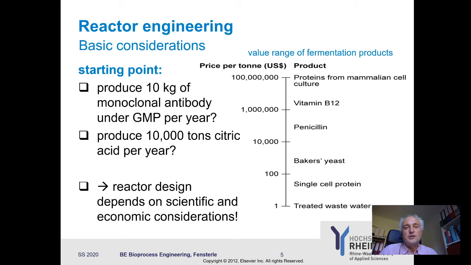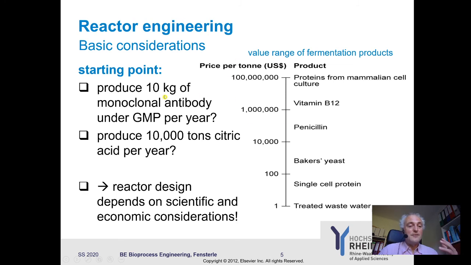Now, if I look at these parameters, such as what reactor type to use, first of all I would need to look at the value. If I start with proteins from a mammalian cell culture, the price per ton is in the range of $100 million. It's very valuable. If I come to more complex metabolites, I'm still in a range of $1 million per ton. If you go down to bakeries and single cell protein, you're way lower, and the lowest at the other end is certainly treated wastewater. Per ton of fermentation broth, you are at $1. It would be hard if your wastewater price were up here.